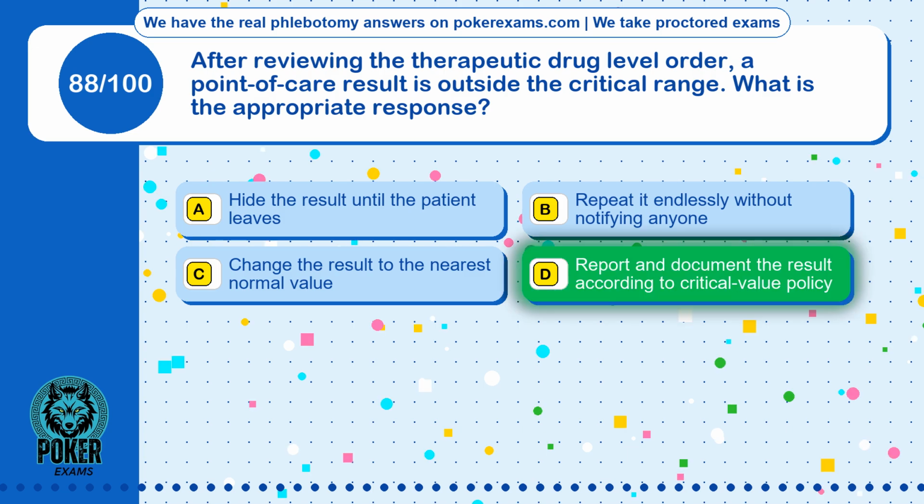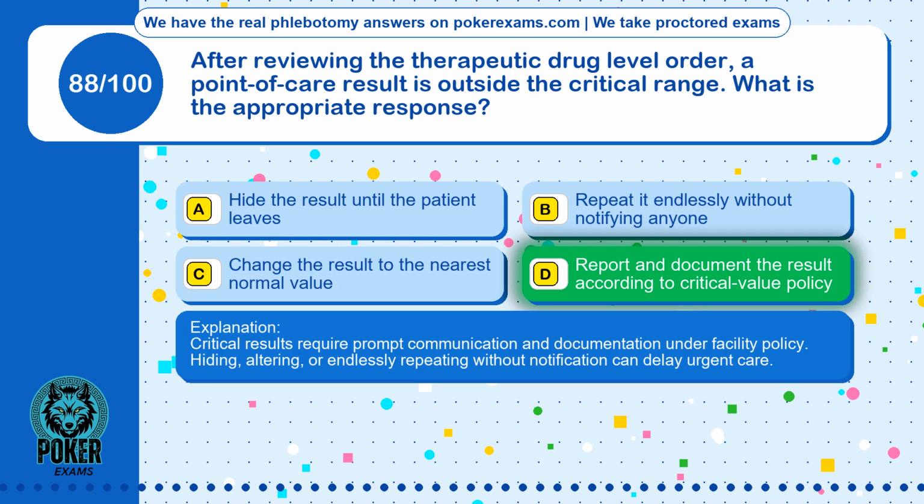The correct answer is option D. Report and document the result according to critical value policy. Critical results require prompt communication and documentation under facility policy. Hiding, altering, or endlessly repeating without notification can delay urgent care.